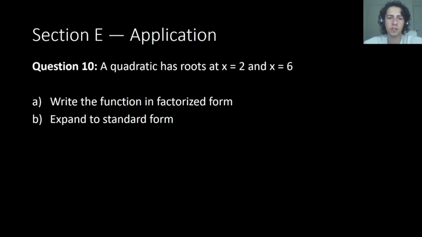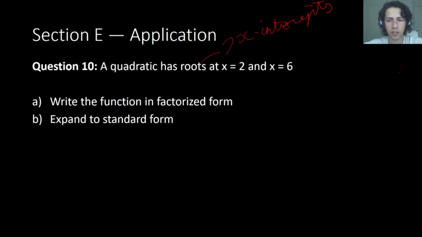Section E, application. Question 10. A quadratic has roots at x equals 2 and x equals 6. Now, roots also mean the x-intercepts. Sorry, my spelling is a little bit off, but these give us the x component of our x-intercept coordinates.